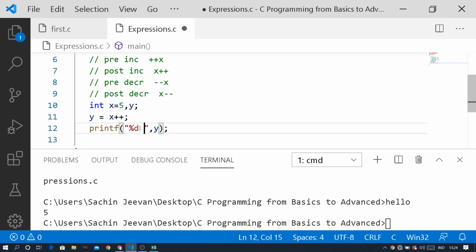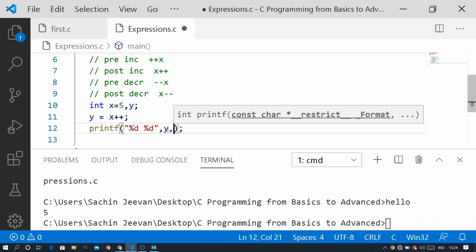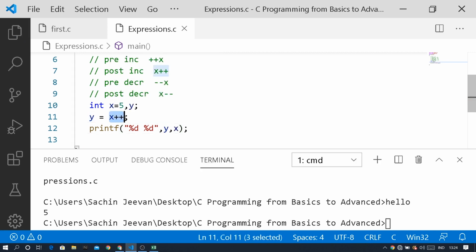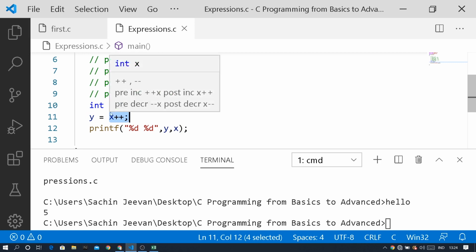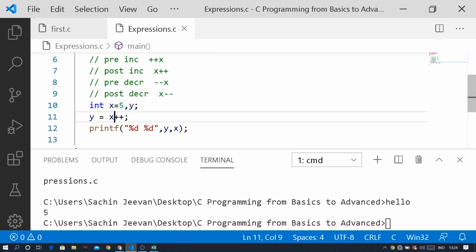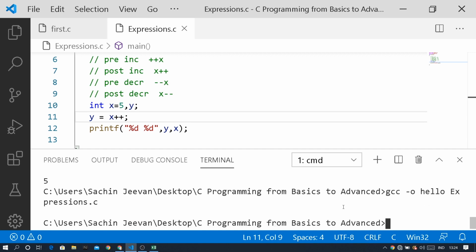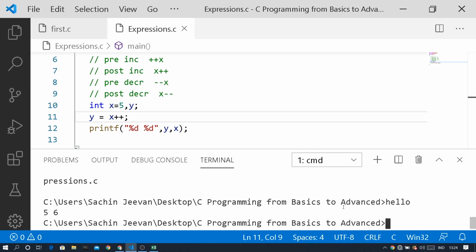So if you just print x and see, x will be changed to 6, but y is not 6, y is just 5. Because coming to post increment, all the other operators are given first precedence, and then the plus plus operator will execute. This is having the least precedence. So I will again just compile it. So if you just see here, the value of y is 5, but the value of x is 6. This is what I'm trying to say.